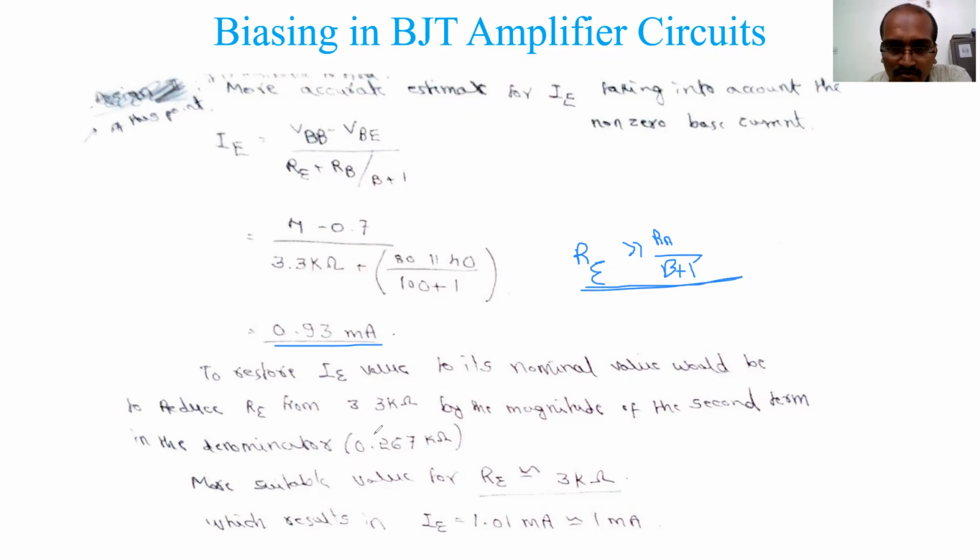Because of this, if you calculate only this factor, it gives 0.267 kilo ohm. So if we subtract this 0.267 from 3.3, we get something around 3.0, so we can approximate this value to 3 kilo ohm. Now if I take RE as 3 kilo ohm instead of 3.3, my IE value will come 1.01 milliamps, which is approximately, not less than 1, at least greater than or approximately equal to 1 milliamp. That is the correction now: R1 and R2 are the same value, and RE, instead of 3.3 kilo ohm, you have to take 3 kilo ohm. This is the update you have to make in the calculation.